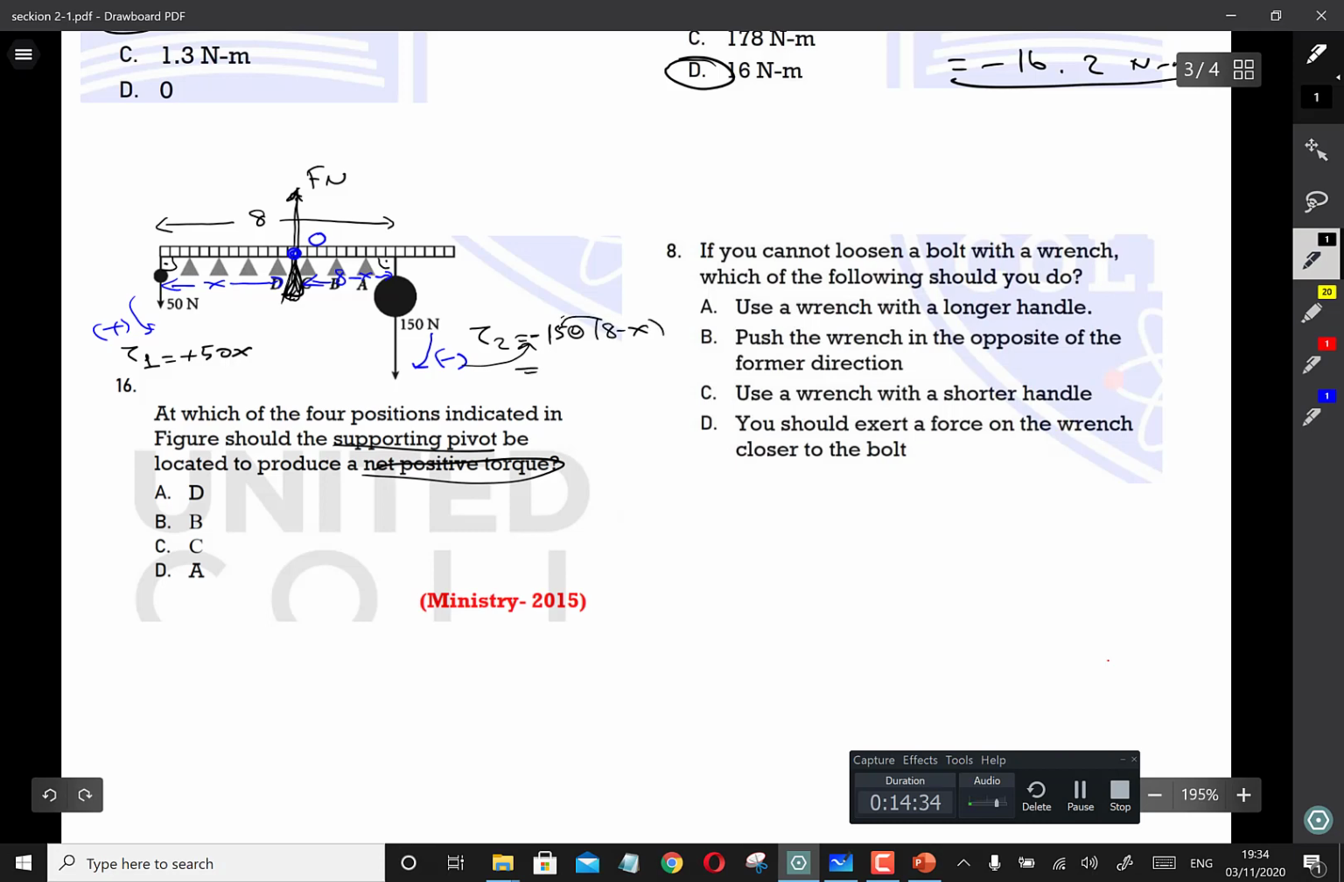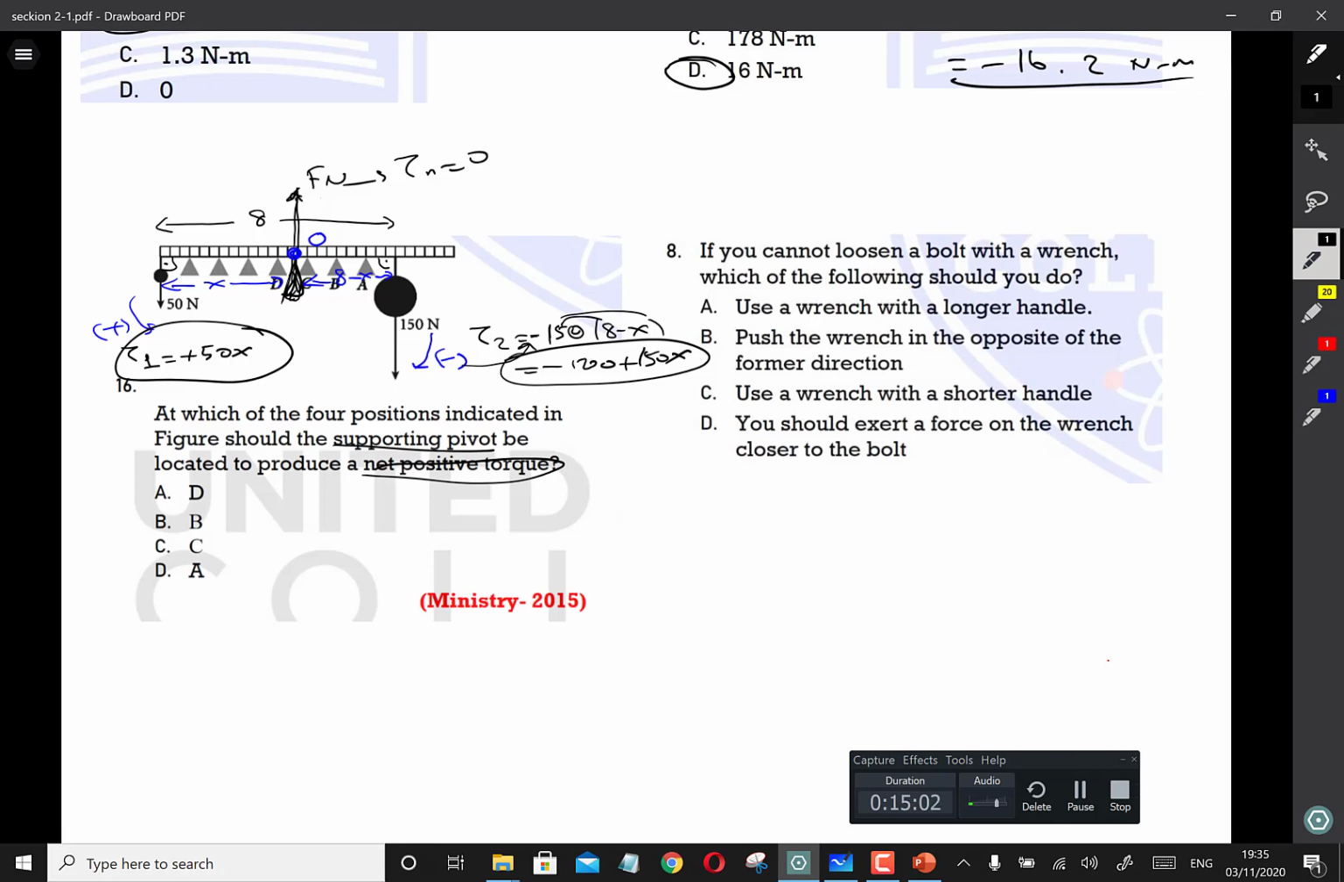So let's distribute it. 150 multiplied by 8 is how much? 150 multiplied by 8 is equal to 1200. Negative 1200, and minus times minus becomes positive 150x. So this is torque 2, and this is torque 1. Torque 3 is 0, because the force at the pivot produces 0 torque, as it's acting on the axis of rotation.